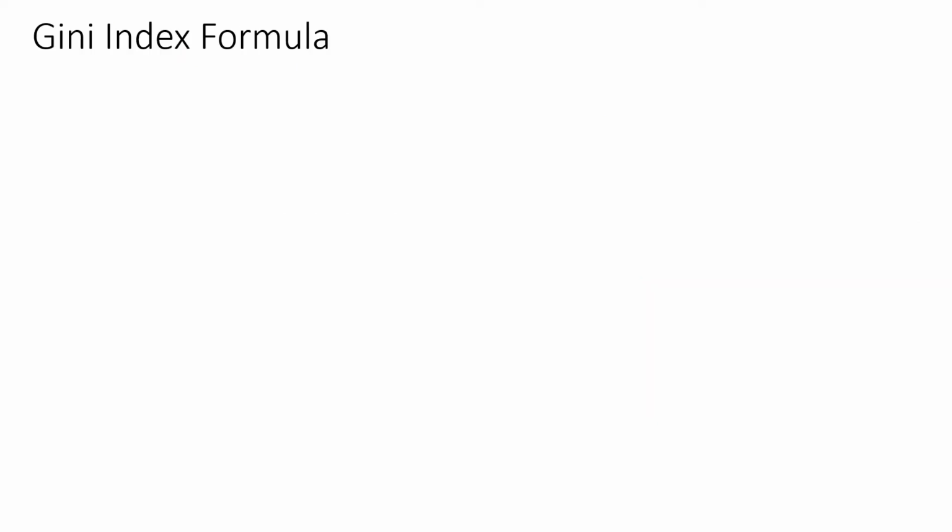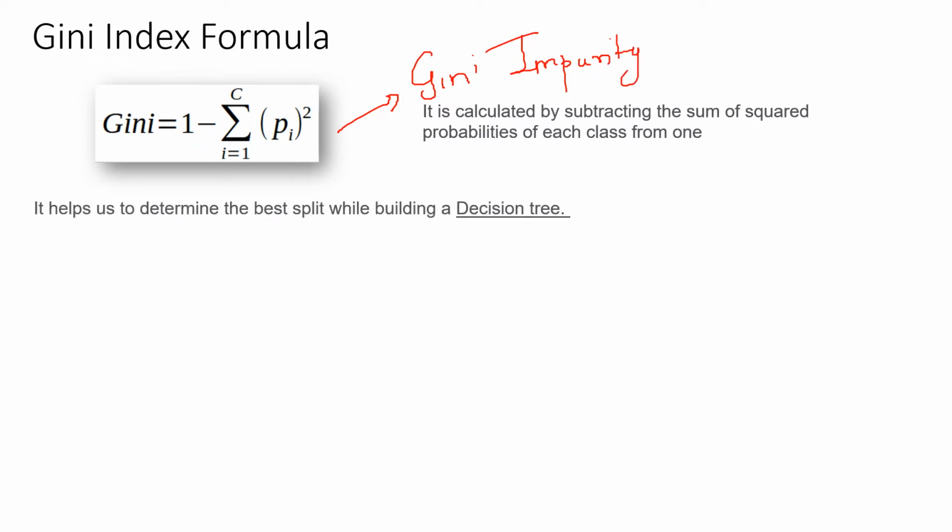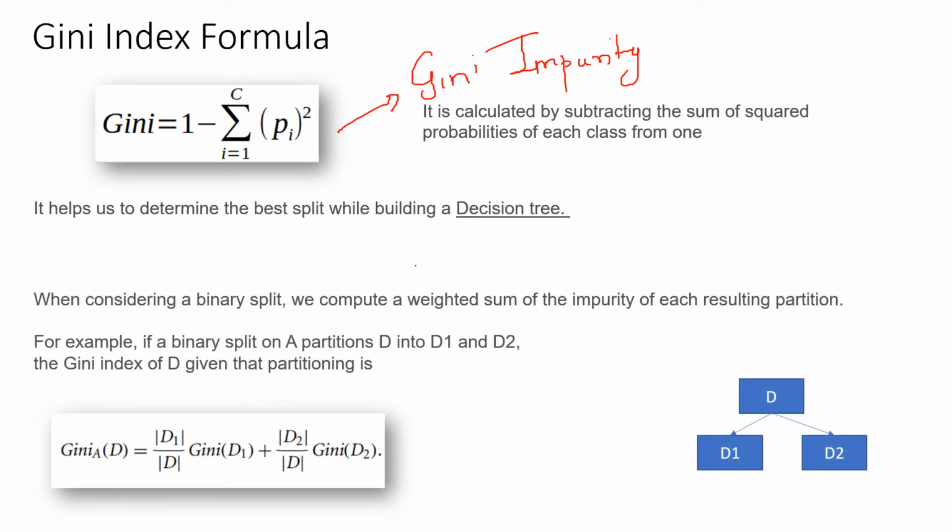Let's look into the formula to compute the Gini index. The formula says it is calculated by subtracting the sum of squared probabilities of each class from 1. When you apply this formula, what you get is the Gini impurity at each node. This will help to determine whether it is the best split or not while building a decision tree.